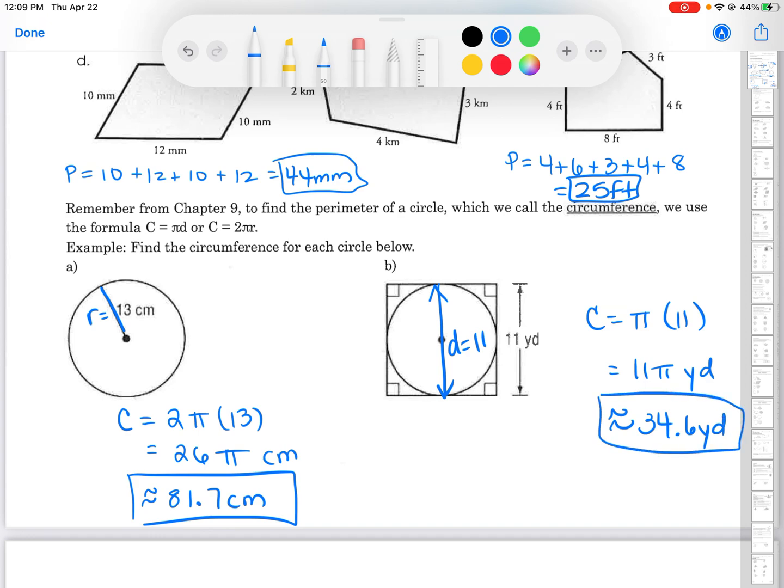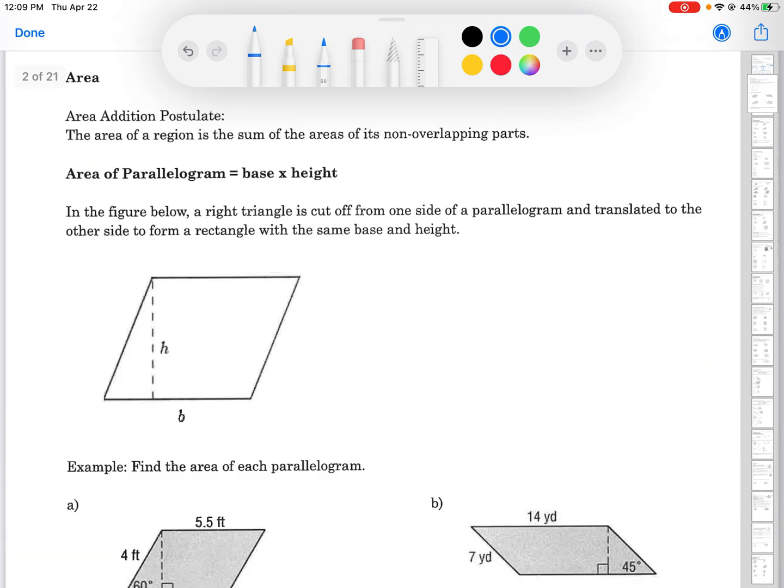All right, so that's perimeter. Next, we're going to talk about area. And for area, we have the area addition postulate. And what it says is that the area of a region is the sum of the areas of its non-overlapping parts. So in a parallelogram, our area is going to be base times height.